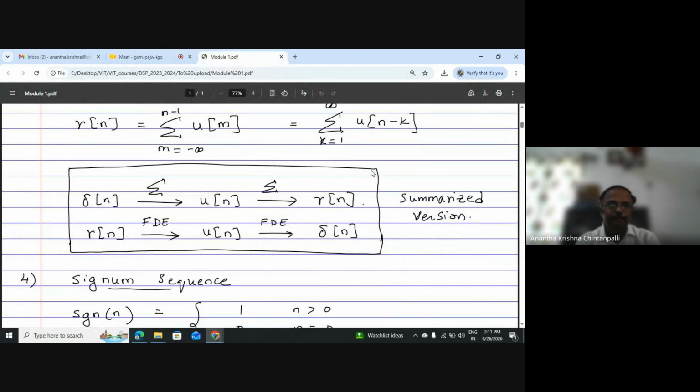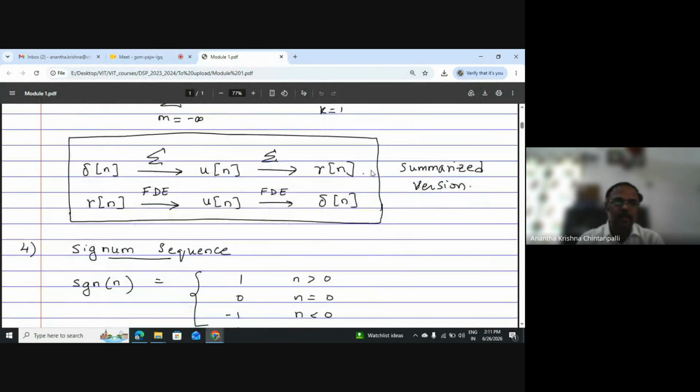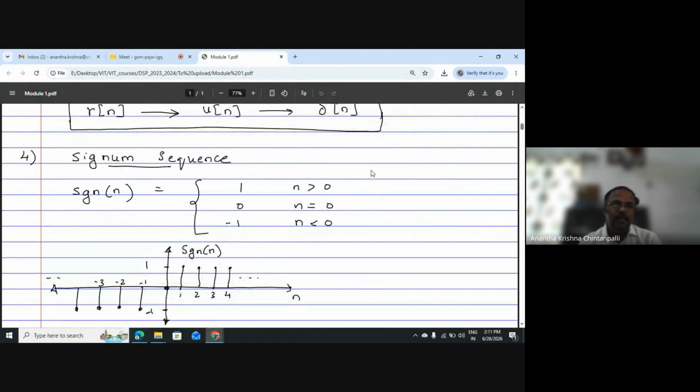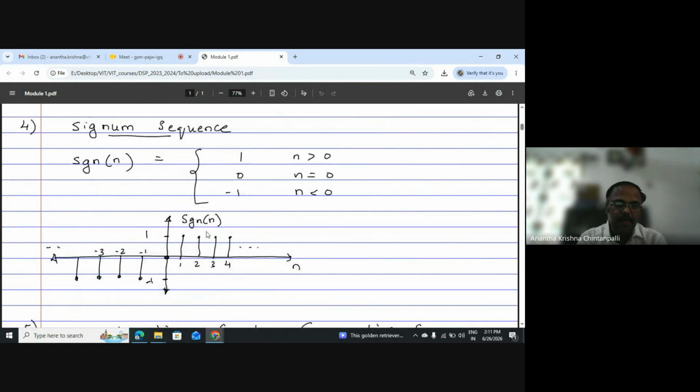Let me go further and we will talk about the signum sequence. The signum sequence is defined by SGN of n, where for n greater than 0, it takes the value of 1. For n equal to 0, it takes the value 0. For n less than 0, it takes the value of minus 1.